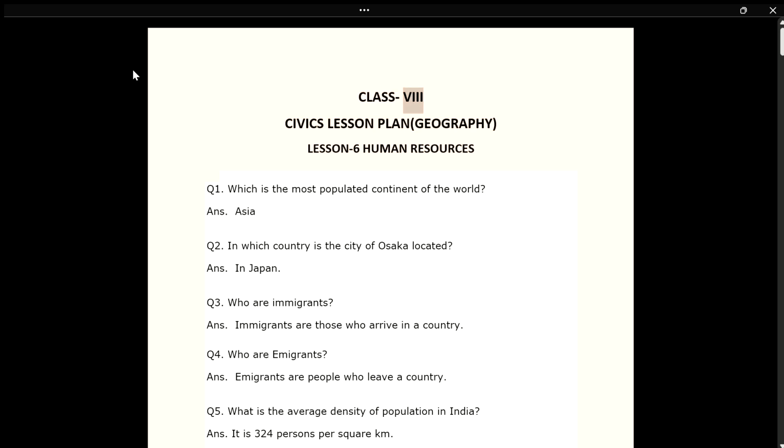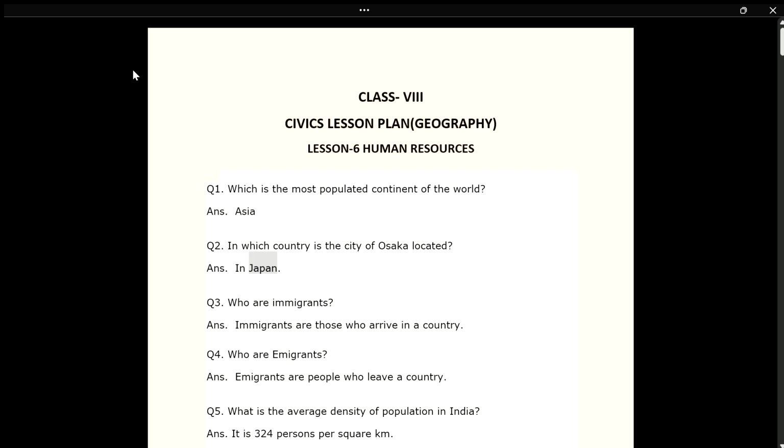Class 8. Civics Lesson Plan, Geography. Lesson 6 Human Resources. Q1. Which is the most populated continent of the world? Ans. Asia. Q2. In which country is the city of Osaka located?